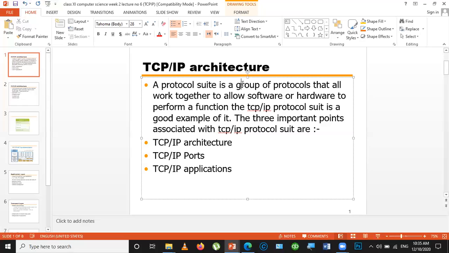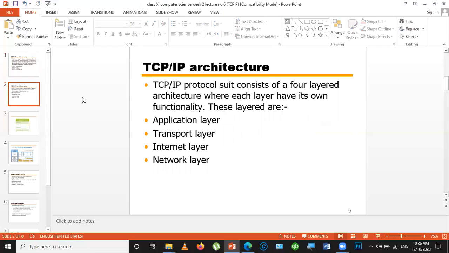With this TCP/IP protocol, we are going to learn about three main things. First, its architecture. Second, its ports, and third, its applications. But today, we learn only about TCP/IP architecture. The TCP/IP protocol suite consists of a four-layered architecture. TCP/IP has four layers, with each layer having its own functionality. These layers are the application layer, transport layer, internet layer, and network layer.